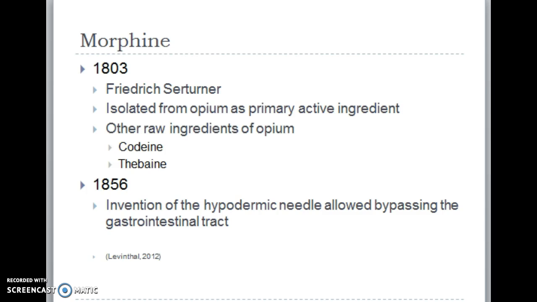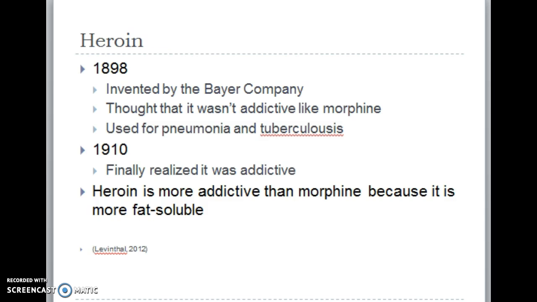So the history of morphine. In 1803, it was isolated as an active ingredient, and in 1856 they created the hypodermic needle. It allowed the morphine to be directed into the blood system as opposed to going through the stomach system, which does not work, as we will talk about later on.